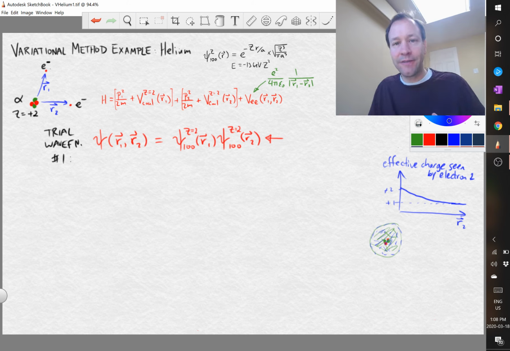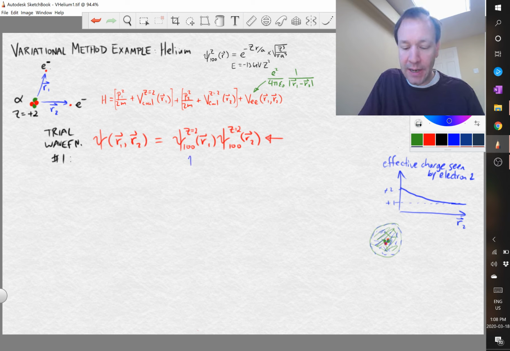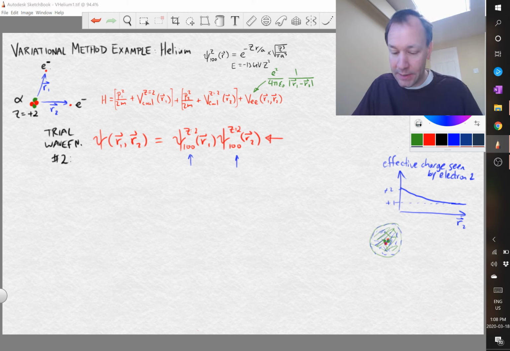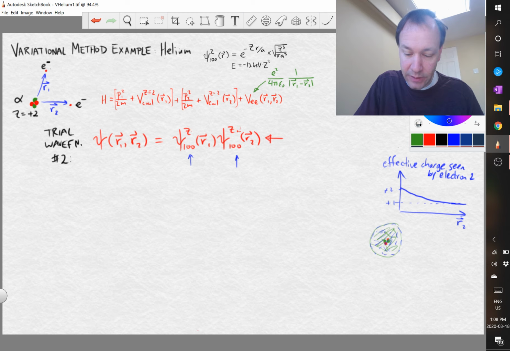Now all of that is just to motivate our next trial wave function. Instead of taking the product of hydrogen-like wave functions for z equals 2, what we can do is leave z as a parameter. So this is going to be trial wave function number 2. And what we're going to do is just erase this 2.